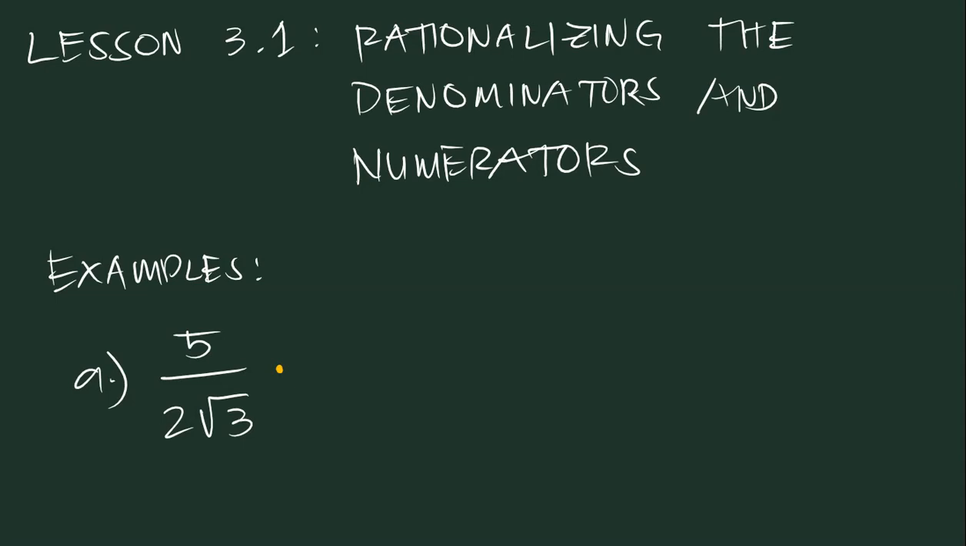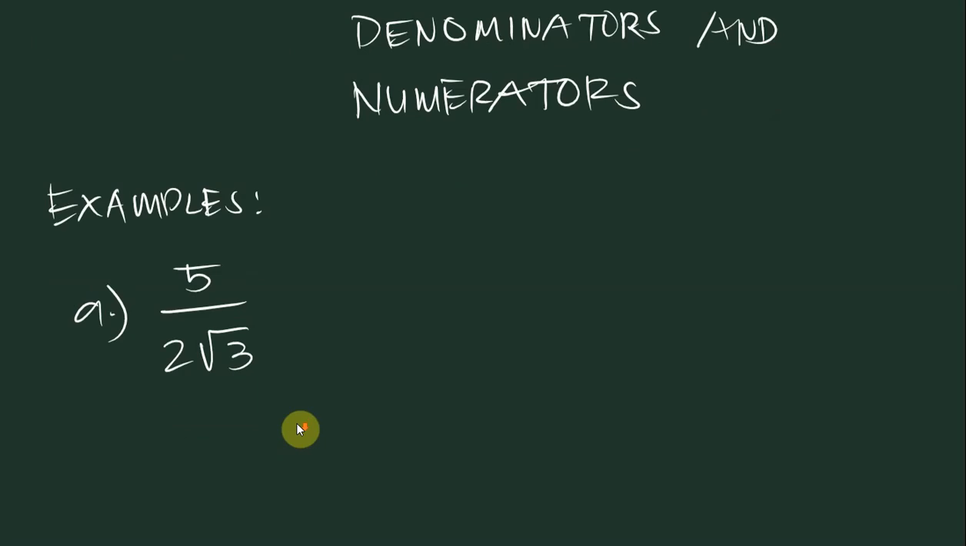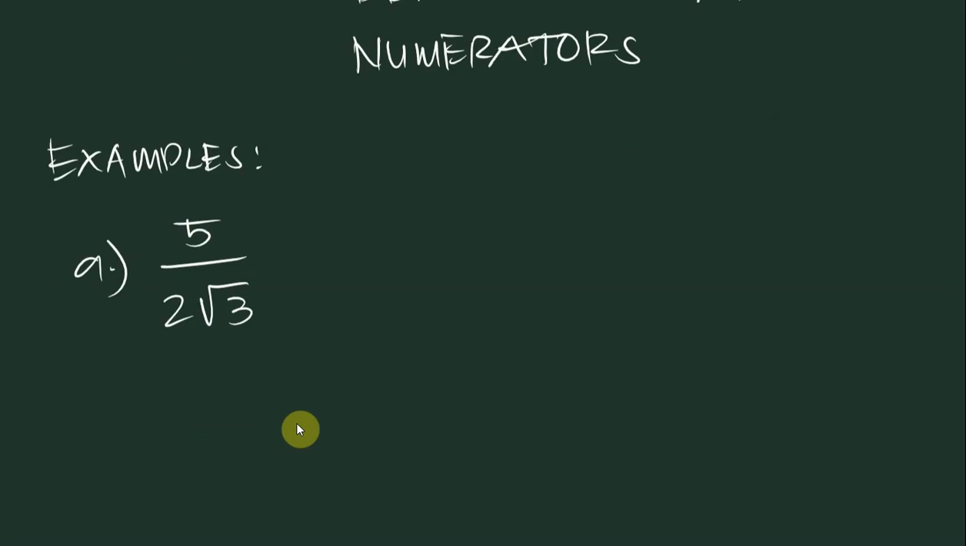Let's start with the first example, 5 over 2 square root of 3. So how are we going to remove the radical symbol from the denominator? You're going to do that by multiplying by square root of 3 over square root of 3. This is equal to 1, right? So this is like multiplying it by 1.